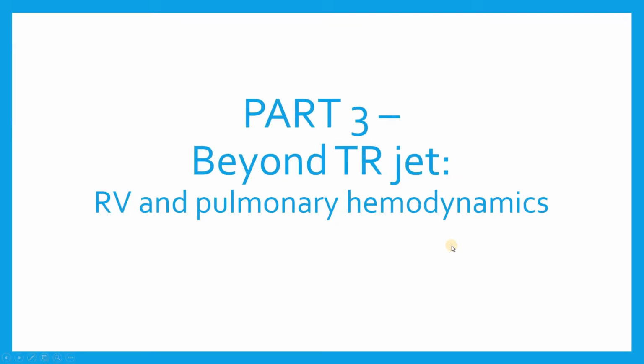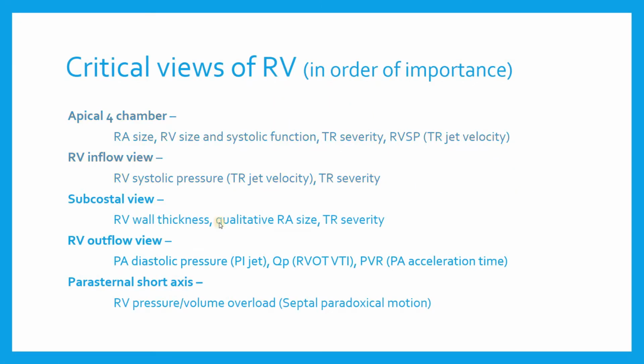All right, so this is part 3 of the right ventricular focused critical care echo series, and now we're going to go beyond the TR jet and look at a little bit more stuff that can give us information about right ventricular and pulmonary hemodynamics. So far in this series, we've really only looked at the TR jet and used the modified Bernoulli equation and principle to estimate PA pressures, or more correctly, right ventricular systolic pressures. Now we're going to move to some other views and try to get a sense of some of these hemodynamics.